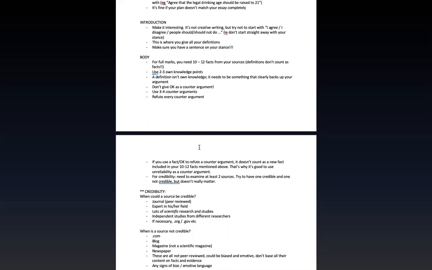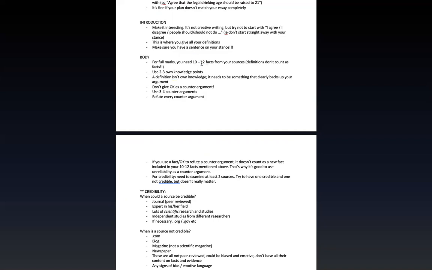The best way to refute a counter-argument would be to use unreliability, to say the source is not credible. So you could say some people argue that we don't get enough protein if we're vegetarian. However, the source that argues this is not credible because it is an emotive blog. So we do not need to worry about this. Obviously not in that language, but that would be the best way to refute, because it not only gives you marks for credibility, but it doesn't take away from these 10 to 12 facts.